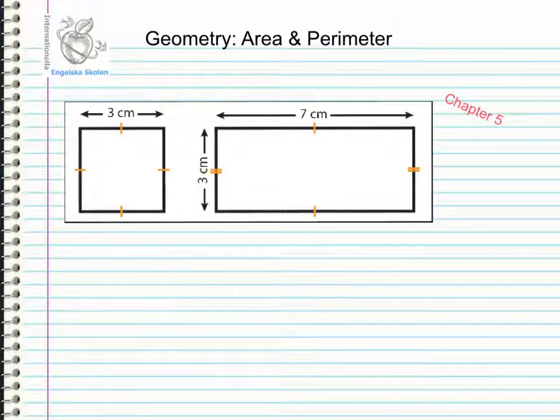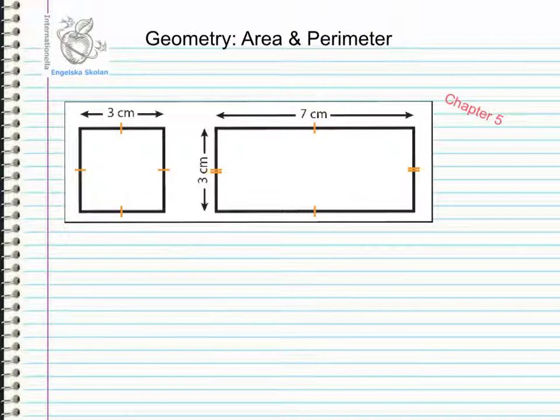Here we have two shapes. We have one square and here we have one rectangle. These orange lines indicate to us that all of these sides are the same length, whereas these two sides are the same length and these two sides are the same length. This helps us when we want to find out the perimeter.